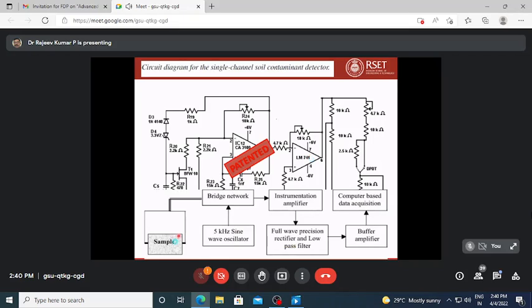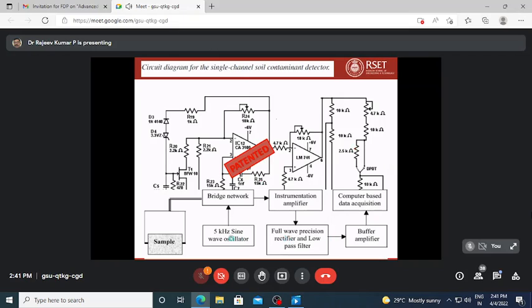And what happens? It works on the Wheatstone bridge principle, and a sine wave oscillator is used for giving an excitation to the bridge network. And when there is a presence of a contaminant or a particular chemical species, there will be a differential voltage which will be sent back to the data acquisition system, and the computer-based data acquisition system monitors and captures it, and it will be analyzed later on. Okay, so this is the one which we have used, and it is developed, and it is published in an ASTM standard as well.